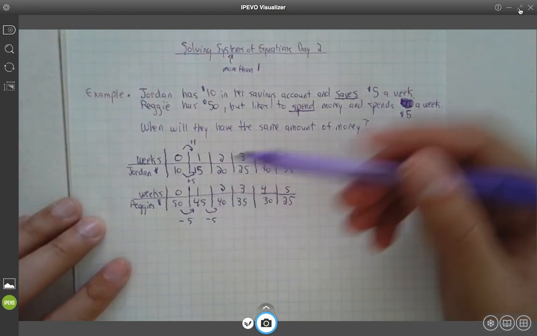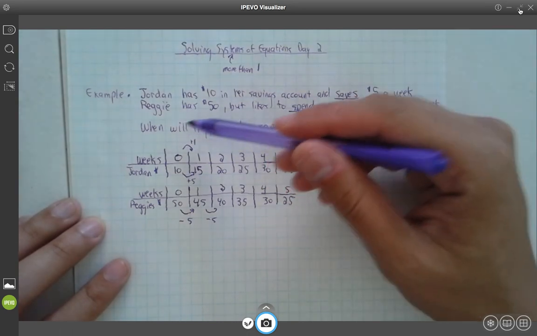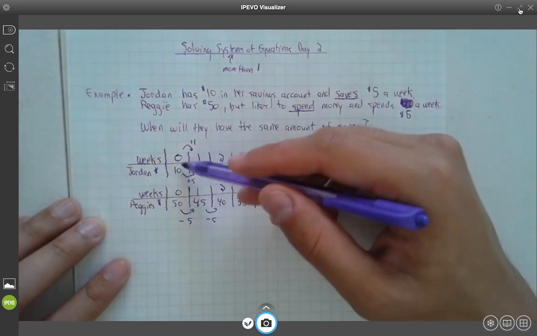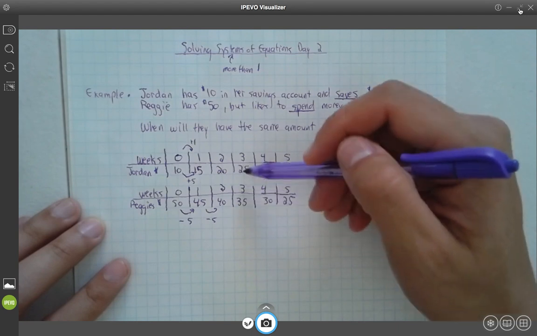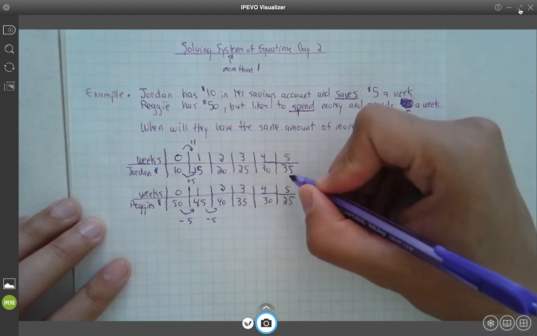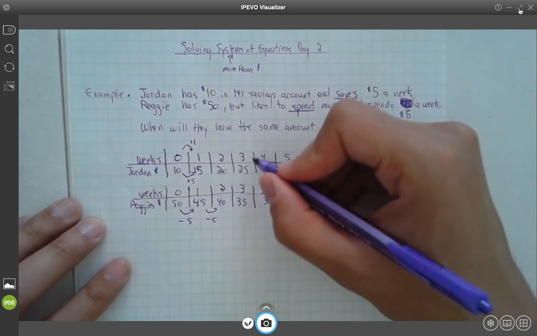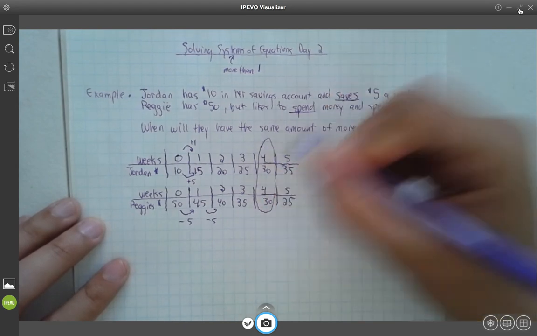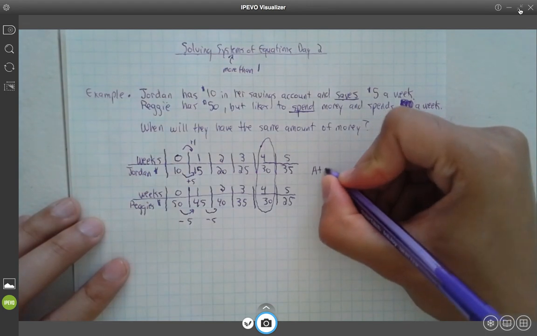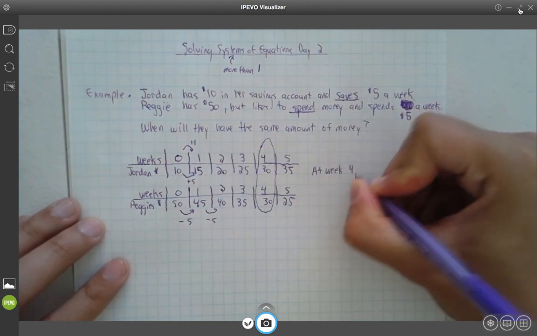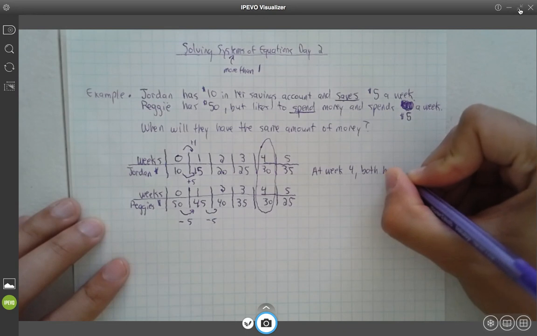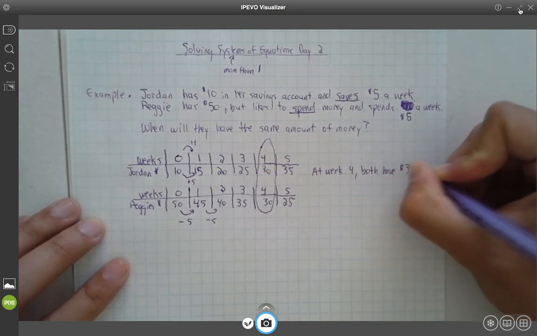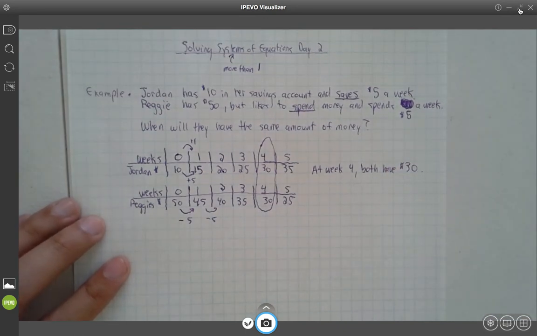Well, if I'm looking at these two tables, I'm saying, okay, when will they be the same? Well, Reggie has more money, still has more, still has more, still has more. And now Jordan has more at week 5. So that means in the middle something has happened. And I can see it nicely that at week 4, they both have the same amount. So at week 4, they both have $30. And that's great. And there's your answer right there with one approach.